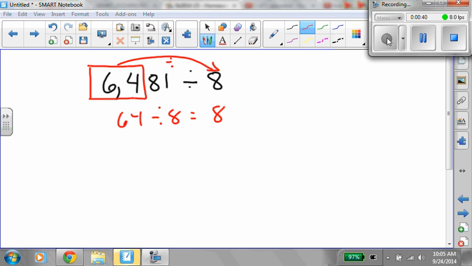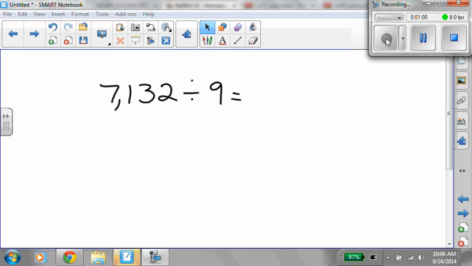So therefore, your answer is going to be 8, and then you have 2 placeholders here. So it would be 0, 0. Your answer would be 800. This works out perfectly and evenly. But what happens when the first 2 digits don't work out evenly? Then we need to find compatible numbers.